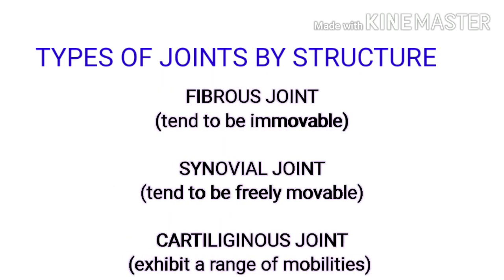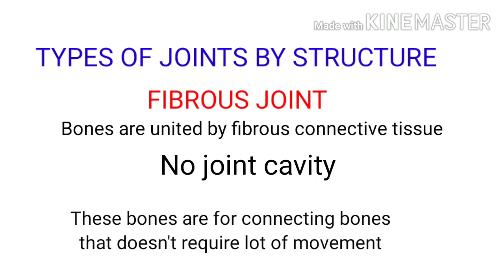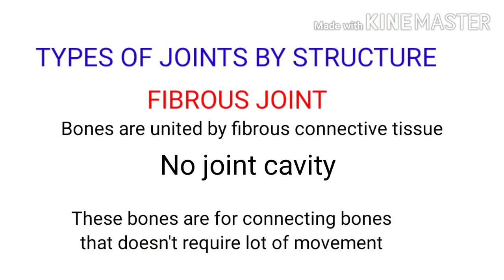And then by structure we have fibrous joint, synovial joint and cartilaginous joint. Fibrous joints are immovable, synovial joints tend to be freely movable, and cartilaginous joints exhibit a range of mobilities. Okay, so let's talk about fibrous joints. In fibrous joints, there is a lot of dense connective tissue and no joint cavity. And these are for connecting bones that don't require a lot of movement.